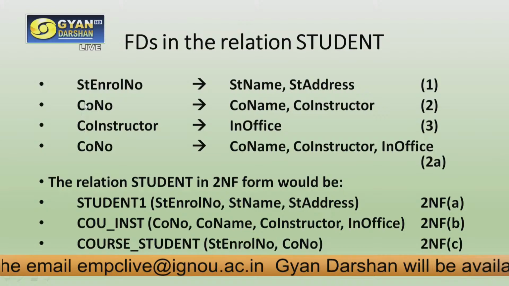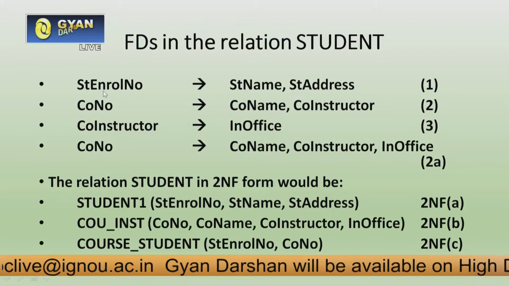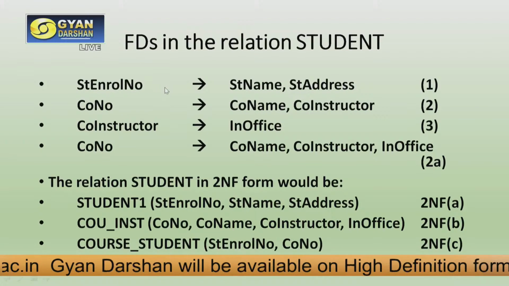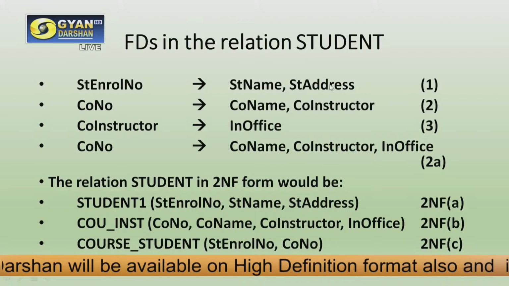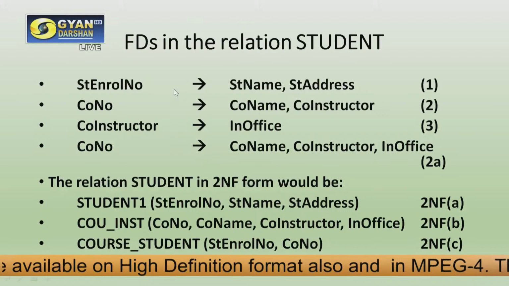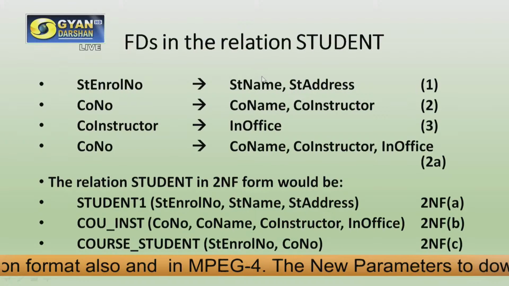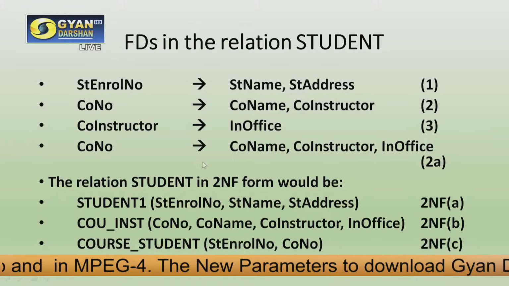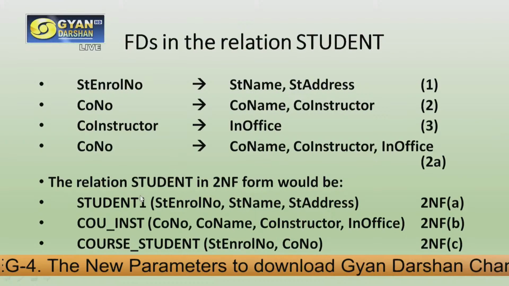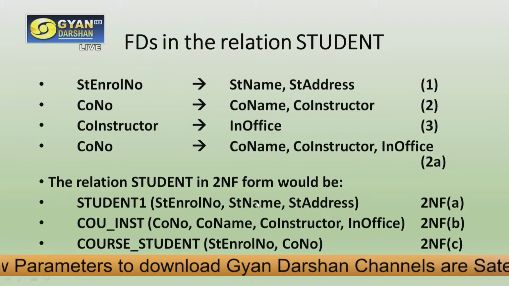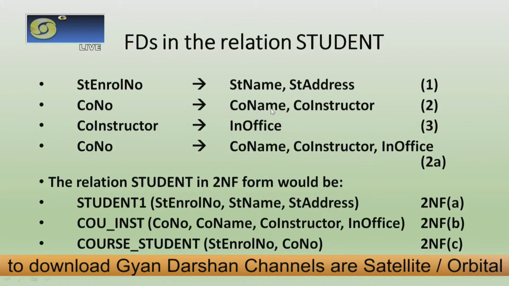Okay, so the first dependency we take, what is the left side? This. What is the right side? Name as well as address. So the first relation will consist of student enrollment number, student name and student address. Okay, so that's what you see. This particular relation is because of this first dependency.